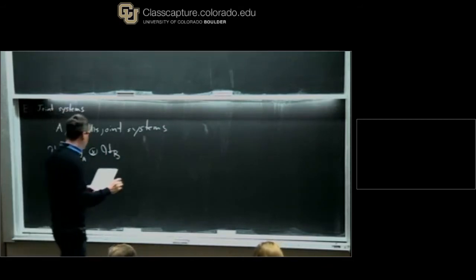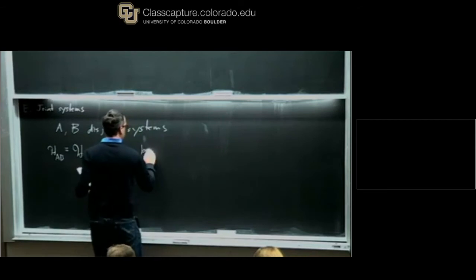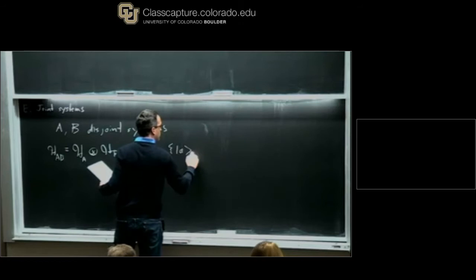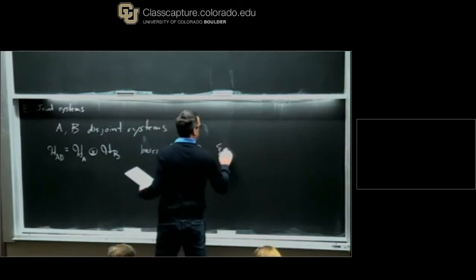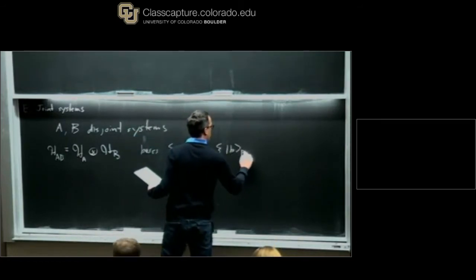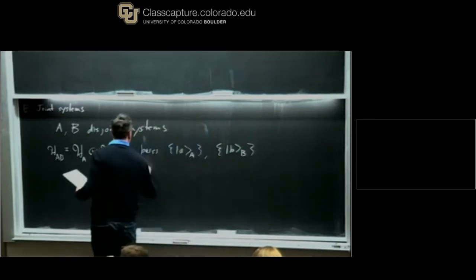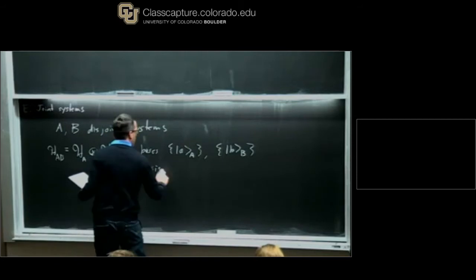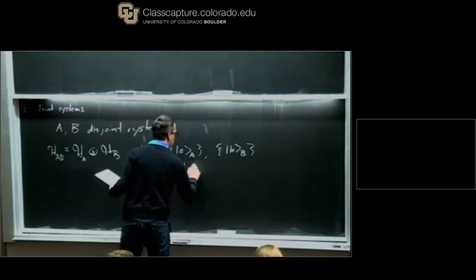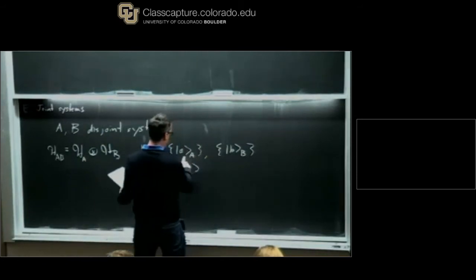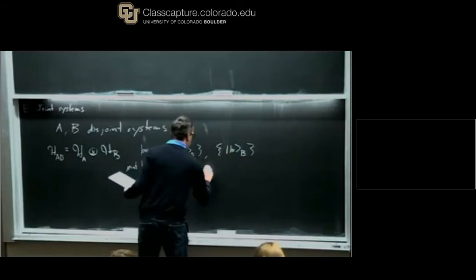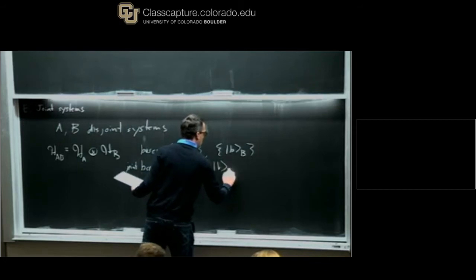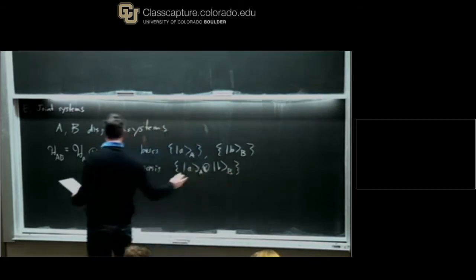And so given bases for the two subsystems, we have a joint basis, which is made up of tensor products. So you can choose any basis for A and any basis for B and construct a basis for the joint system, and you end up with the same Hilbert space.